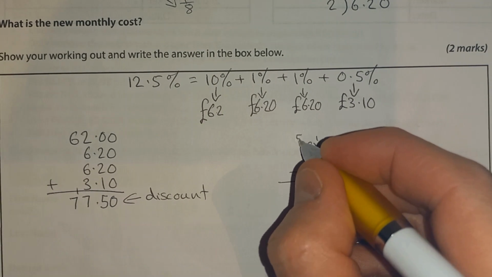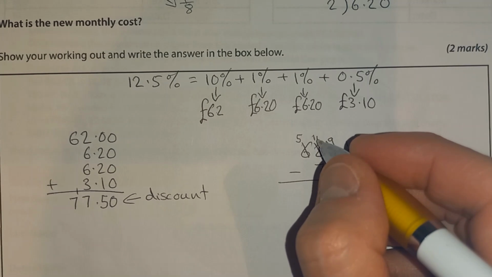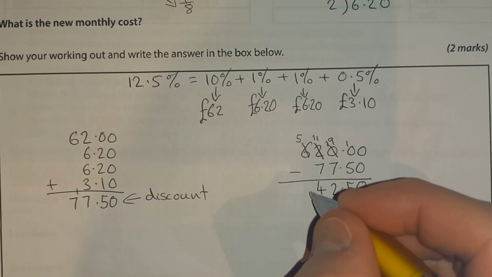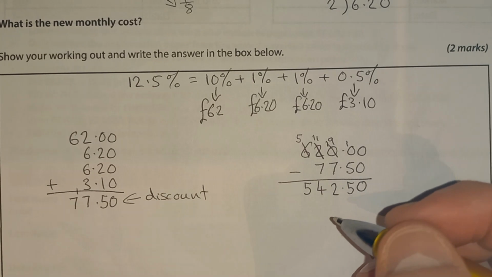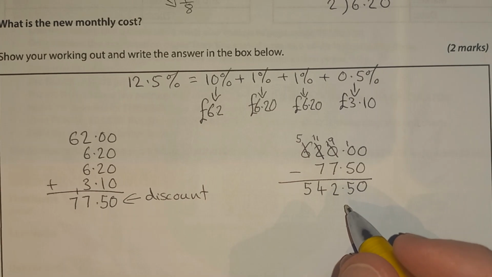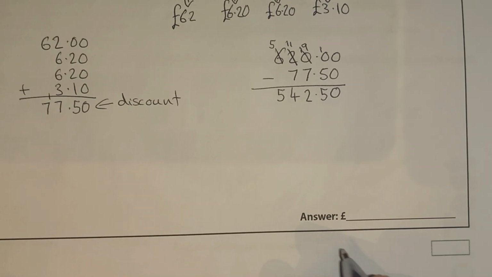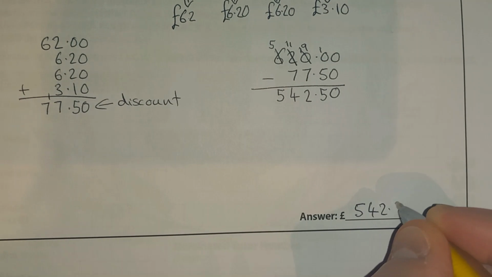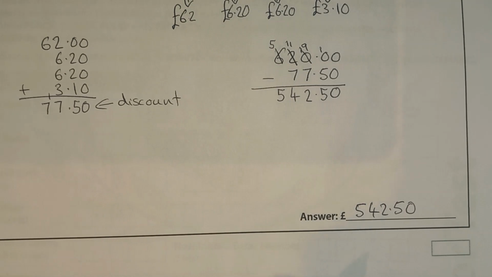We'll reduce the 6 to a 5 and pass 1 over. So we've now got 11 minus 7, which is 4. 5 minus nothing is still 5. So we get a final answer of £542.50. So that's £620 with a 12.5% discount.